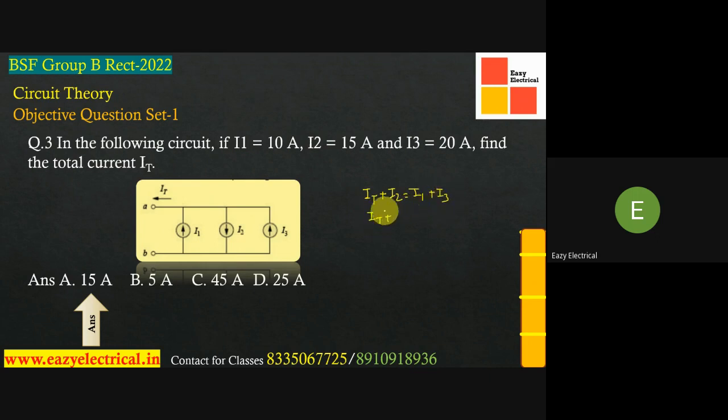IT plus I2 is 15, I1 is 10, and I3 is 20. So what is the correct answer? IT equals 30 minus 15, that means 15 amperes, right? So this is the correct option.